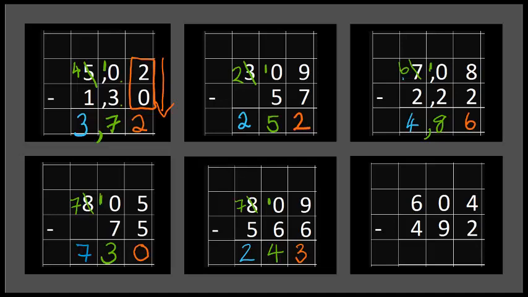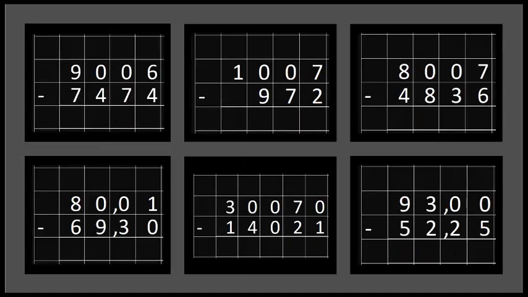Last question on this page. 604 minus 492. 4 minus 2 is 2. 0 minus 9 is not possible, so we borrow. 6 becomes 5. 0 becomes 10. 10 minus 9 is 1. And 5 minus 4 is 1. And that is our first page, half of the questions. Next page.